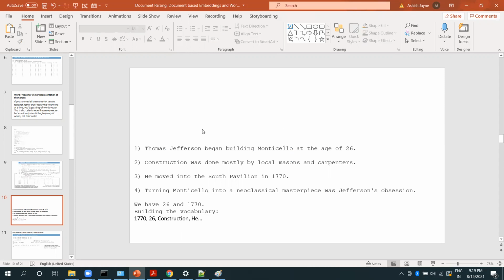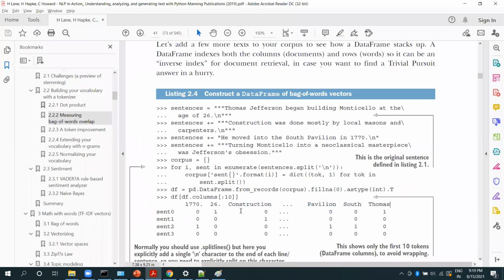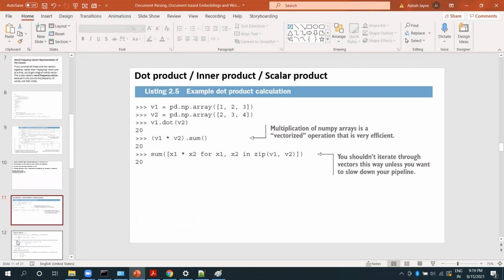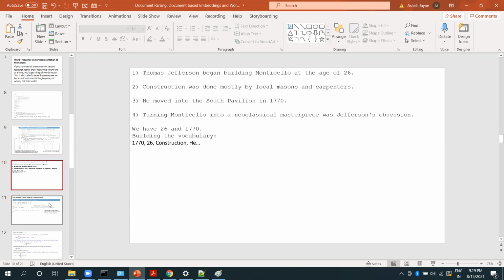Now once we are doing that, we have to construct a matrix of this form, zeros and ones. For every word in that sentence, we put a one for the column corresponding to that word. So this gives you the bag of words vector for your sentences.